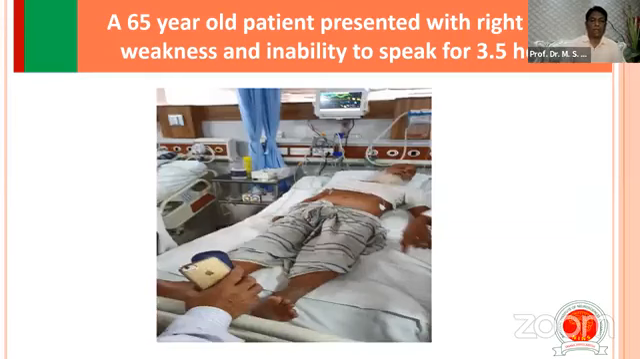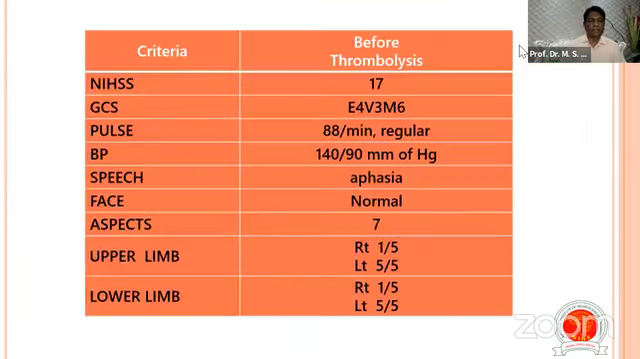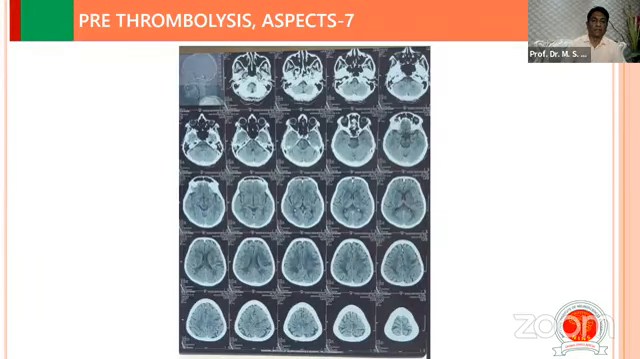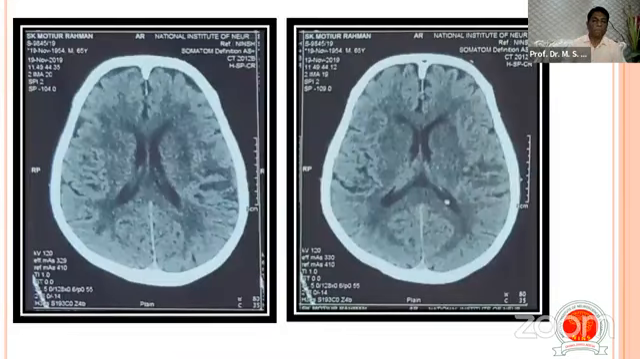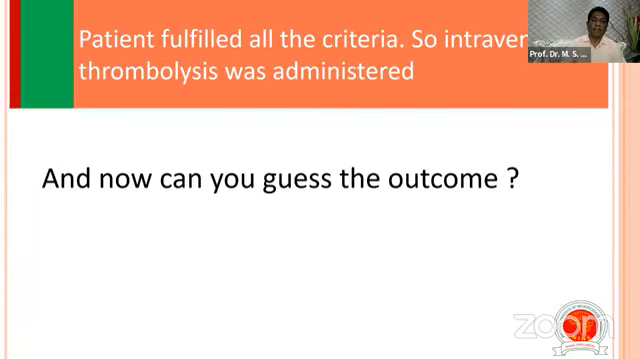NIHSS score before thrombolysis 17, Glasgow Coma Scale 13, pulse 88, blood pressure 140/90, upper limb right side 1/5, lower limb right side 1/5. ASPECT score was 7. The patient fulfilled all the criteria, so intravenous thrombolysis was administered. And now, can you guess the outcome?